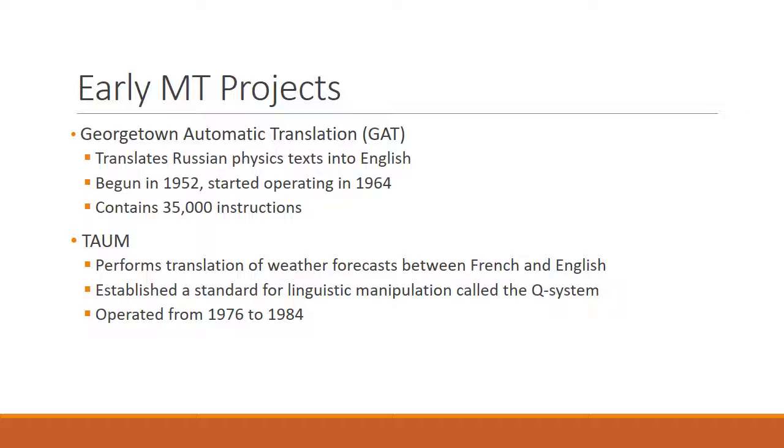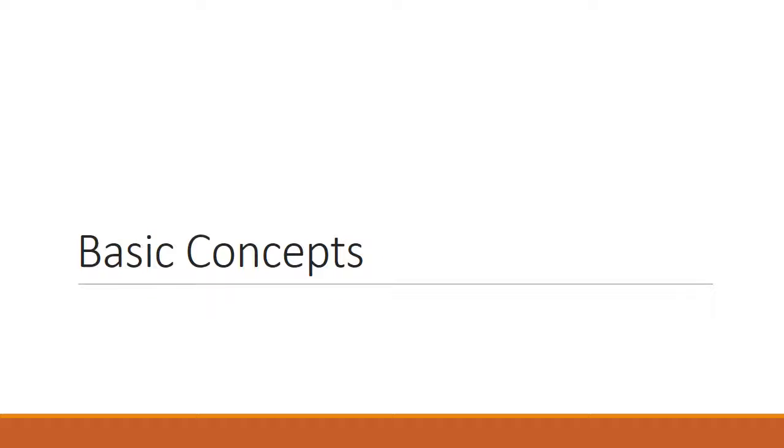The TAUM project was another example of machine translation projects that is restricted to a certain topic. It was designed to perform translation of weather forecasts between French and English. The project established a standard for linguistic manipulation called the Q system, and the weather forecast component operated from 1976 to 1984. Now we will look at some of the basic concepts in machine translation.